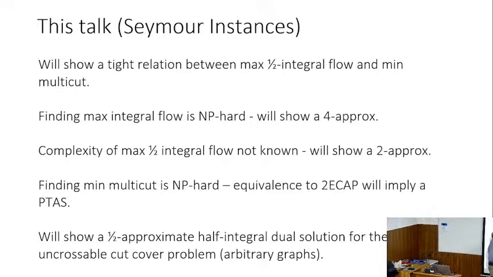The minimum multi-cut is NP hard in this setting, but our equivalence to what we'll call the 2H connected augmentation problem will imply a polynomial time approximation scheme for minimum multi-cut. And this will sound very strange because I have not come to this point yet, but there's something called the uncrossable cut cover problem, and I'll show you half integral duals for that. So it looks very intimidating. It's not. Just work with me, and if you have any questions, stop and ask.